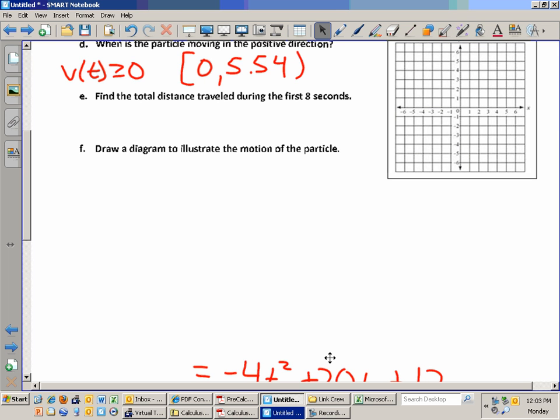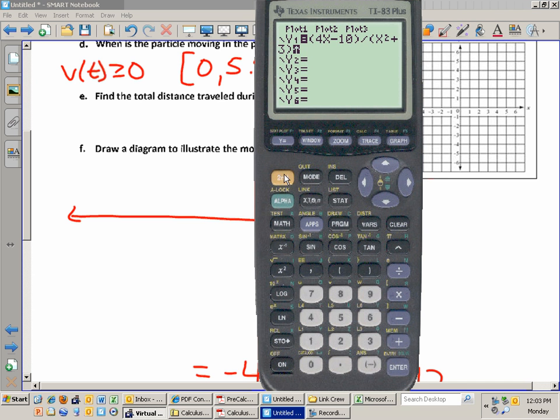Okay, so we're going to use our calculator, but we got to figure out where this thing starts. So where does it start? So let's try to figure that out. I'm going to go to my table, and I'm going to have it ask me values. If the x value is 0, so at 0 time, my position is negative 3.33. So the position of the particle at time 0 is negative 3.33.